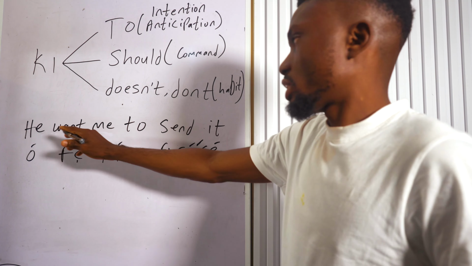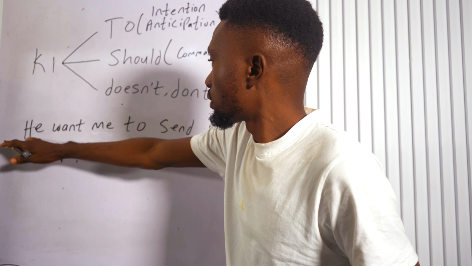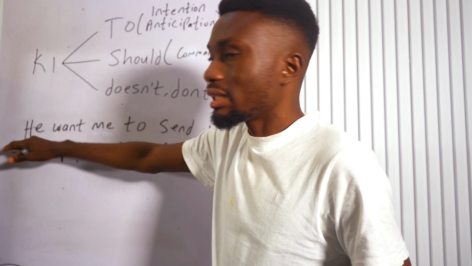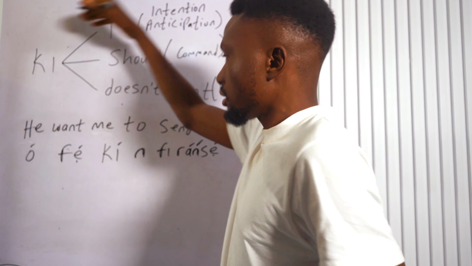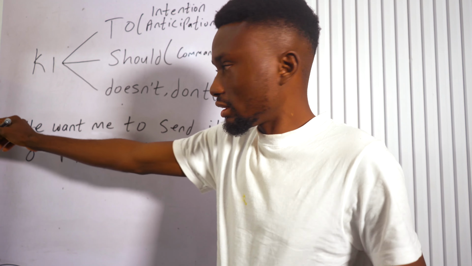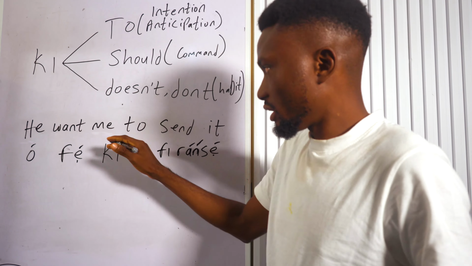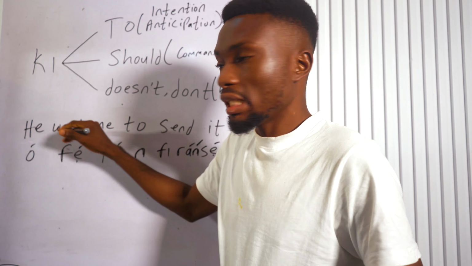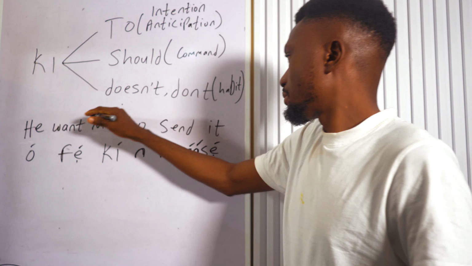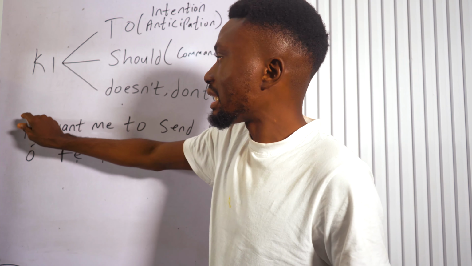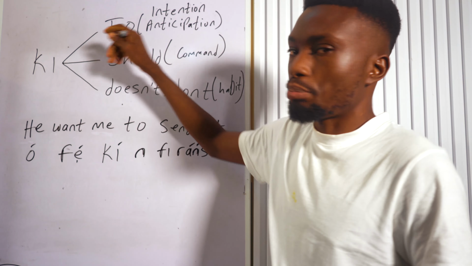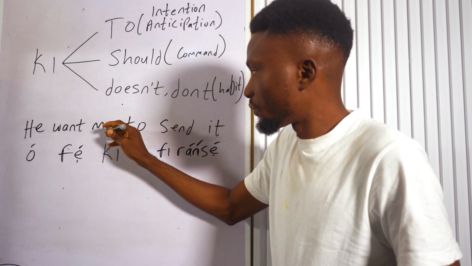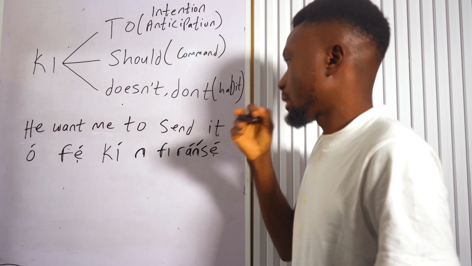So you see, you are talking. This is the subject, but this subject's intention is not directly his intention. Someone else is involved. He wants me. There are two pronouns. That's what I'm talking about. There are two pronouns there. He wants me. He has an intention, but his intention is dependent on another object or another person, another pronoun. So he wants me to send it.